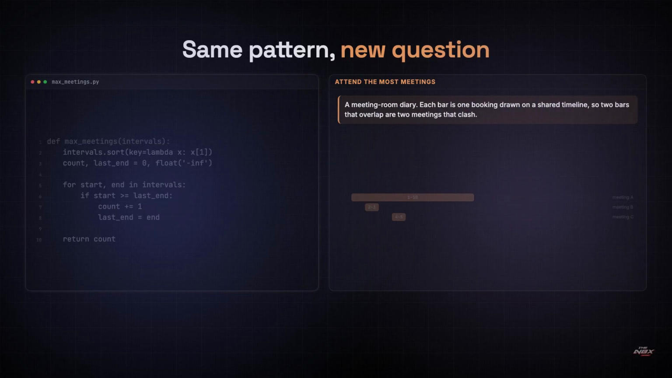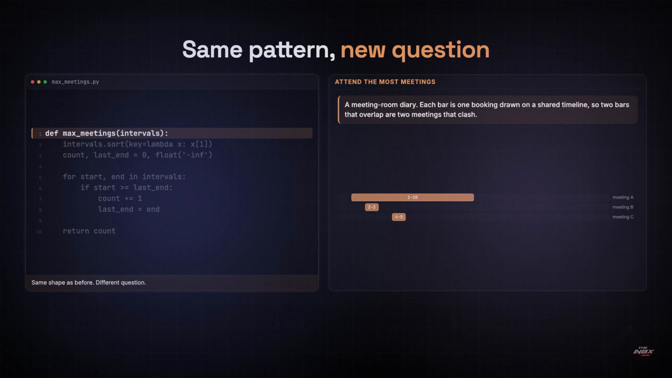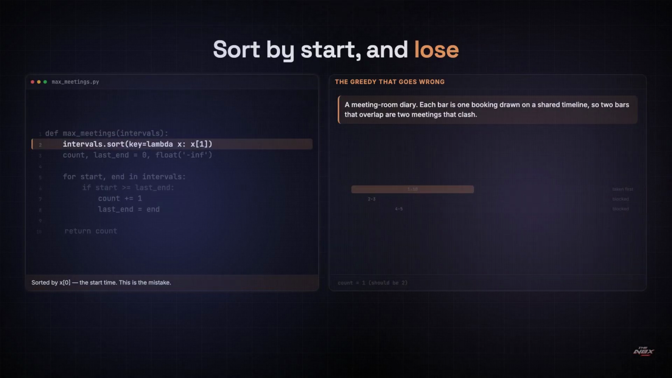Now change the question and keep everything else. 3 bookings this time. 1 to 10, 2 to 3, and 4 to 5. You can only be in one room at a time, and you want to attend as many meetings as you possibly can. Not merge them, not count the blocks. Attend the most. Same function shape as before, and watch what happens if you reach for the sort you already know. Sorted by start time.